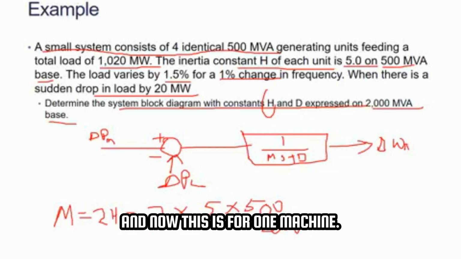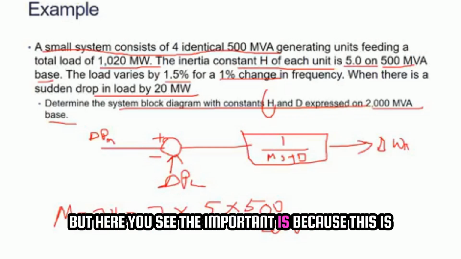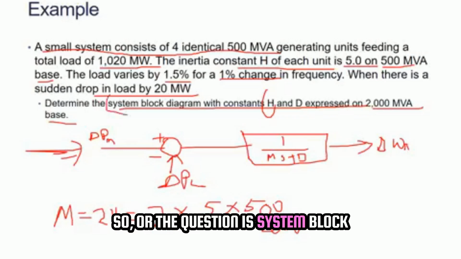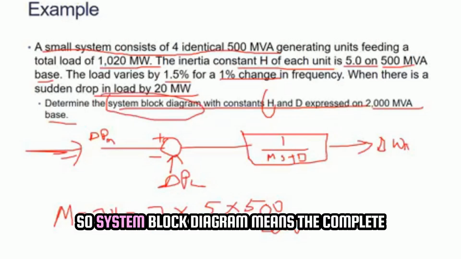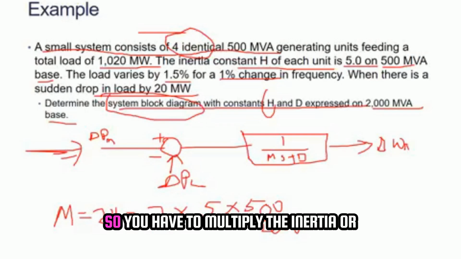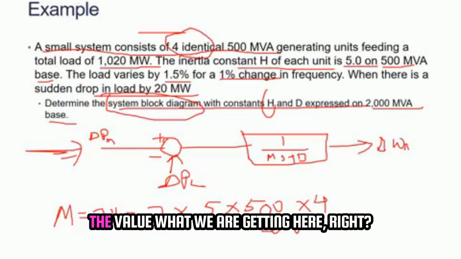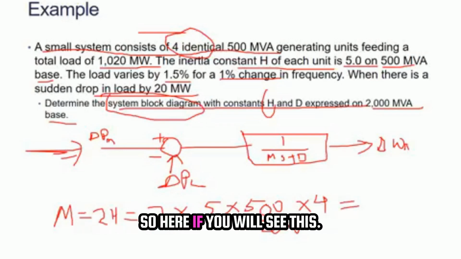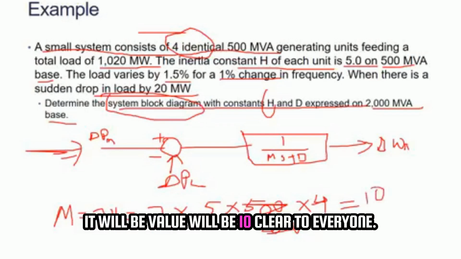Now this is for one machine, but the important thing is that the question asks for the system block diagram. The complete system has how many generators? 4 identical generators. So the inertia will be 4 times the value we are getting here. Think about this: 500 into 4 is 2000, it will cancel out, and the value will be 10. Clear to everyone?